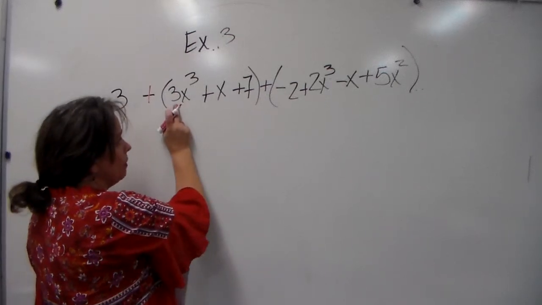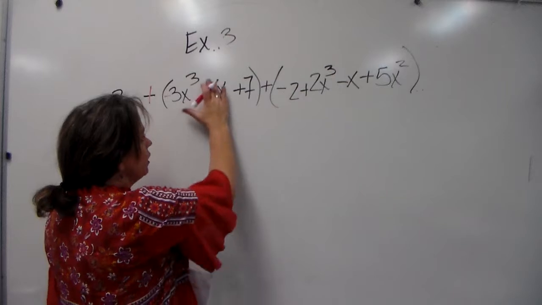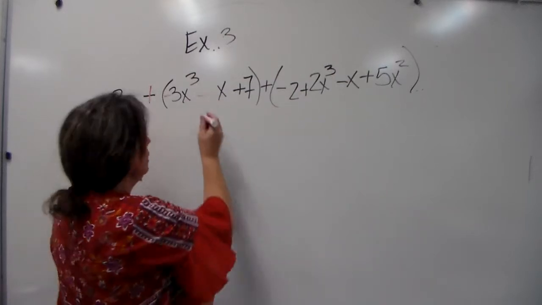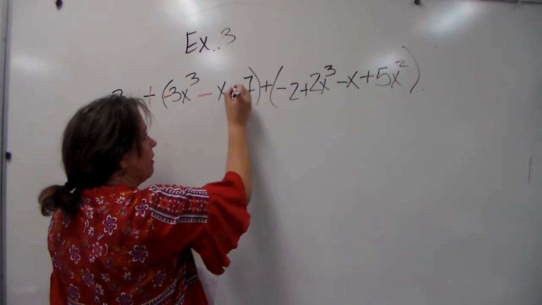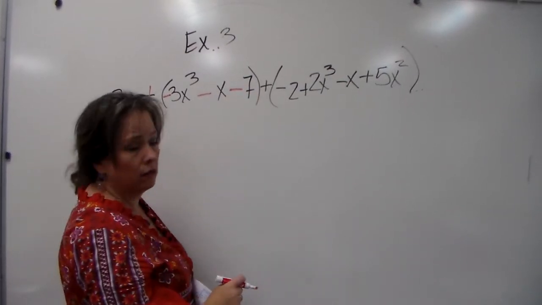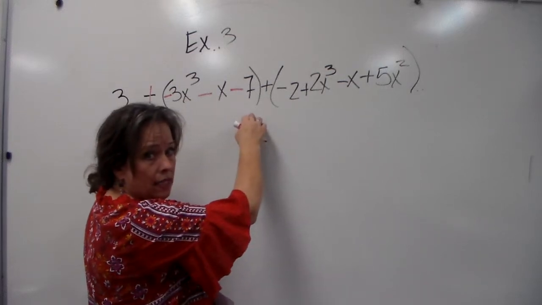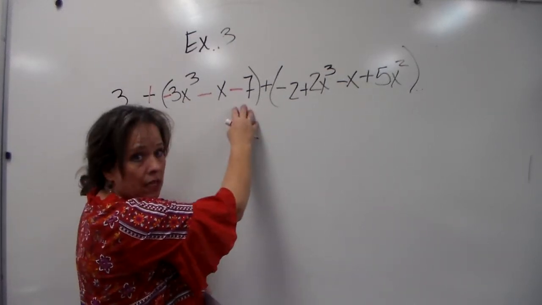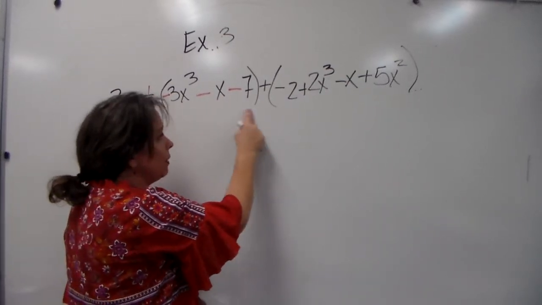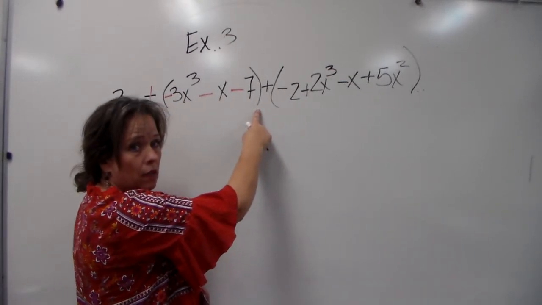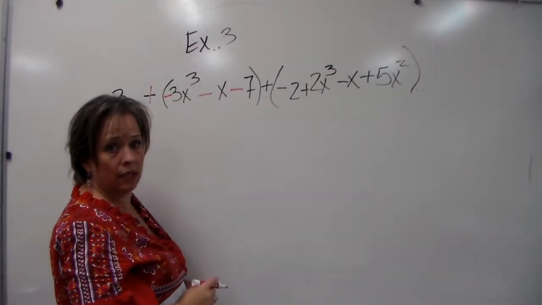So this first term is a positive, so we'll change that to a negative. We'll change this positive x to a negative, or subtract x here. And then our add 7 to a minus 7, right? But when we get to that end parenthesis on this particular polynomial, we're stopping. So we're only going to flip the signs on the terms in the parentheses that directly follow that subtraction sign.